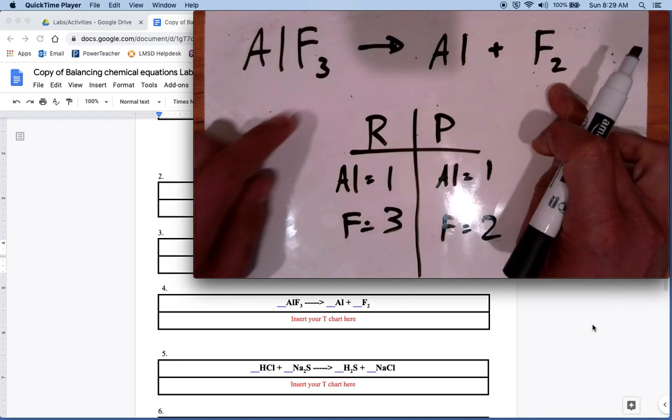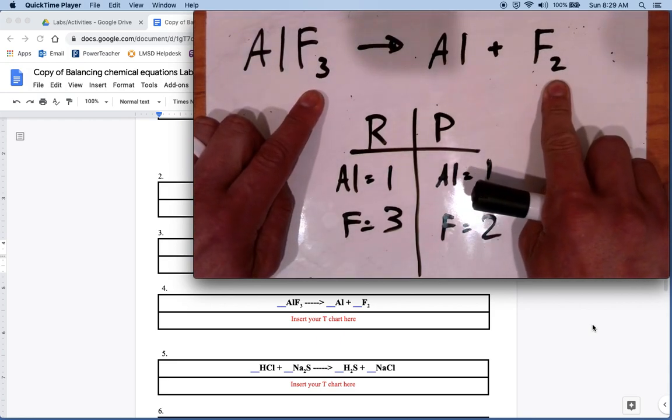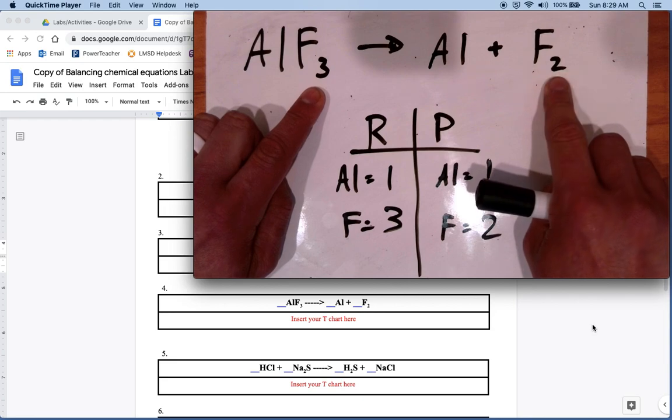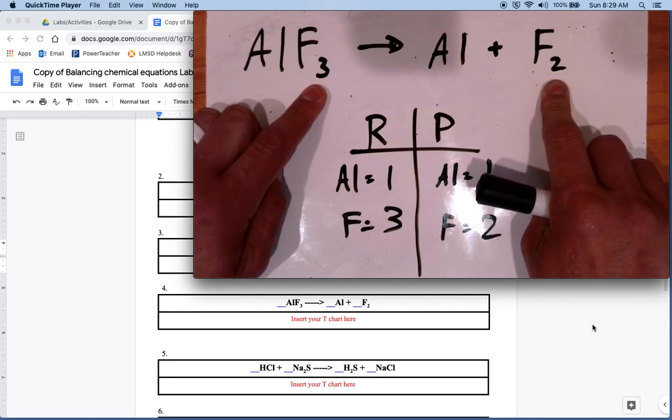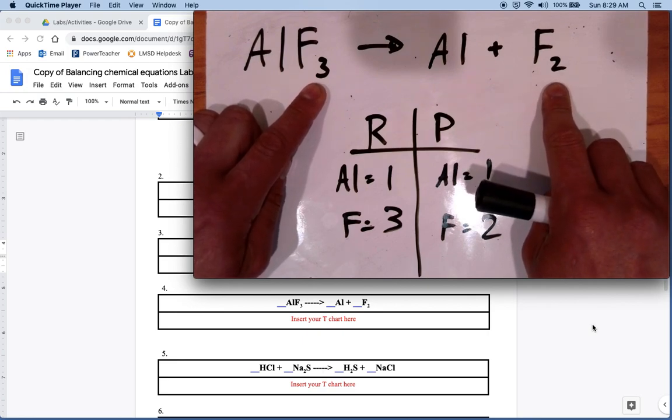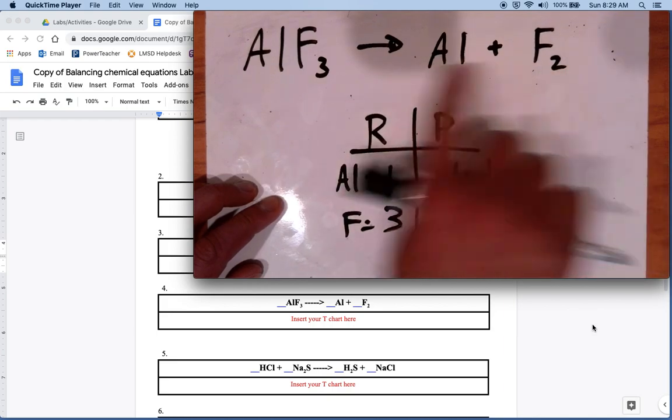So this is where that math comes in. Is it least common multiple or greatest common factor? I forgot which one. I think it's least common multiple. What number do 2 and 3 share that you can get to really easily? That answer would be 6. So 2 and 3 can both get to 6.